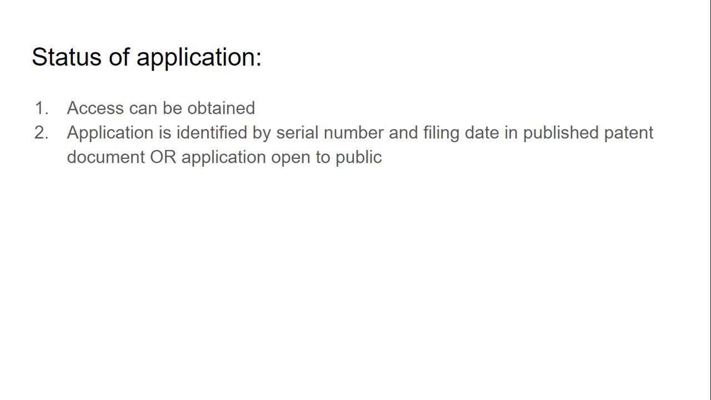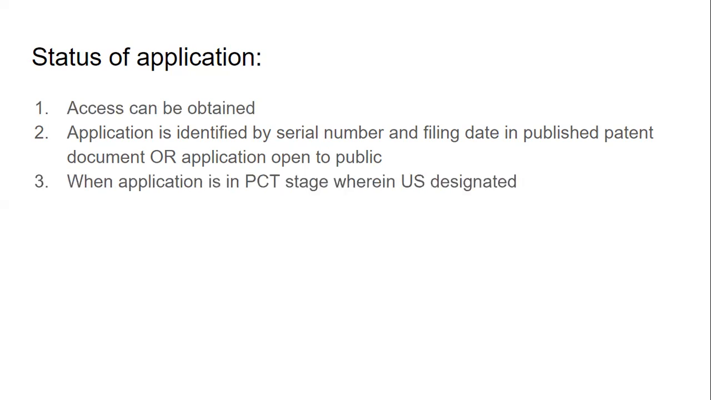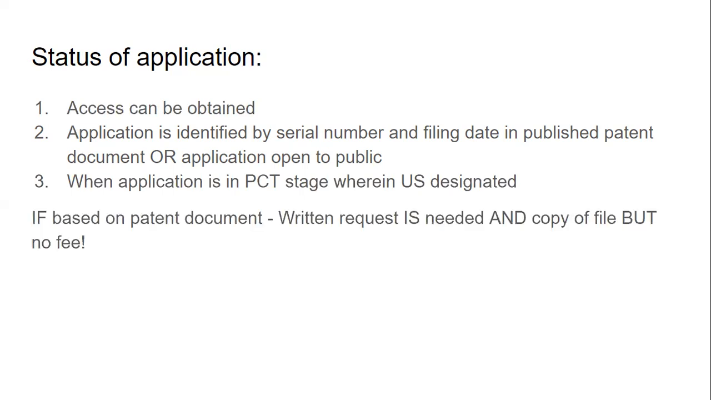The status can also be obtained when the application is identified by the serial number and filing date in a published patent document, or the application is open to the public in some way. When the application is in a PCT stage where the US is designated, if it's based on a patent document, the written request is needed and a copy of the file, but not a fee. So that's kind of nice.